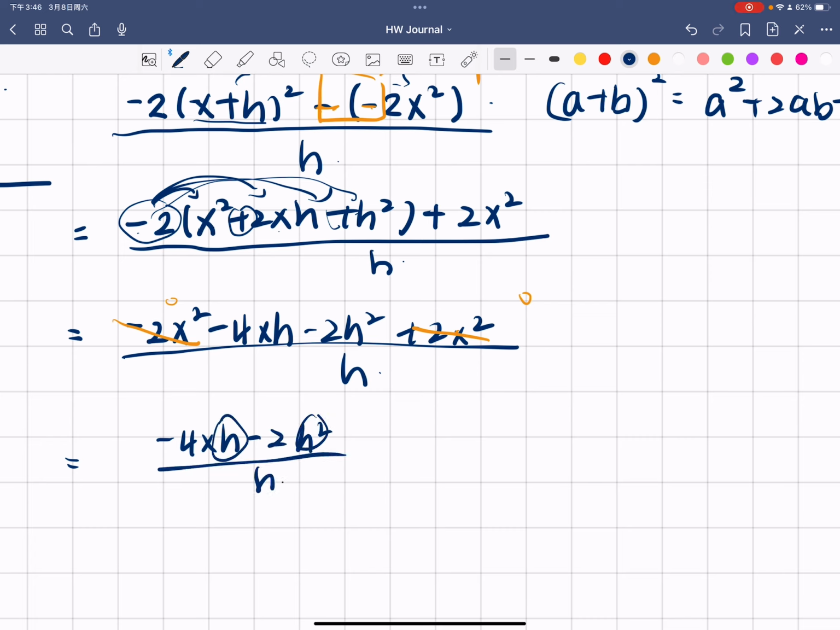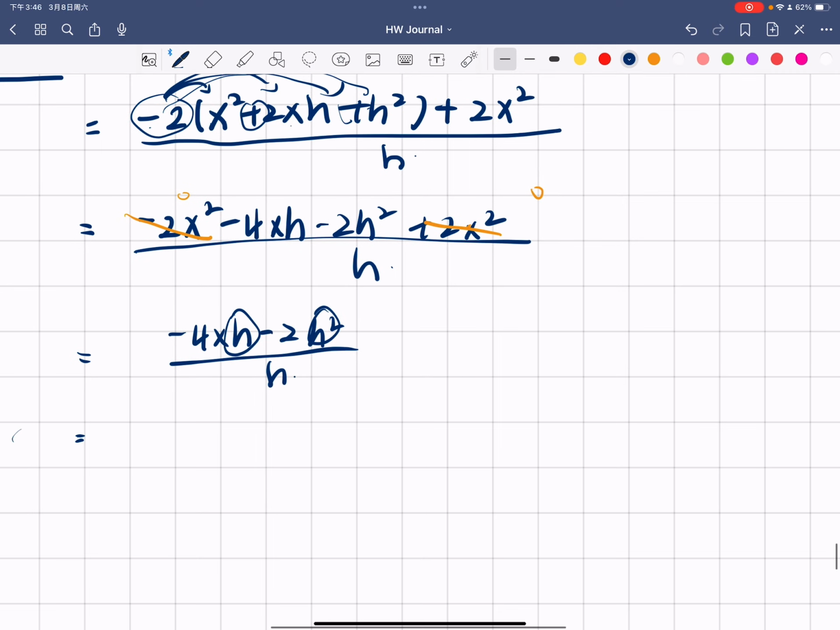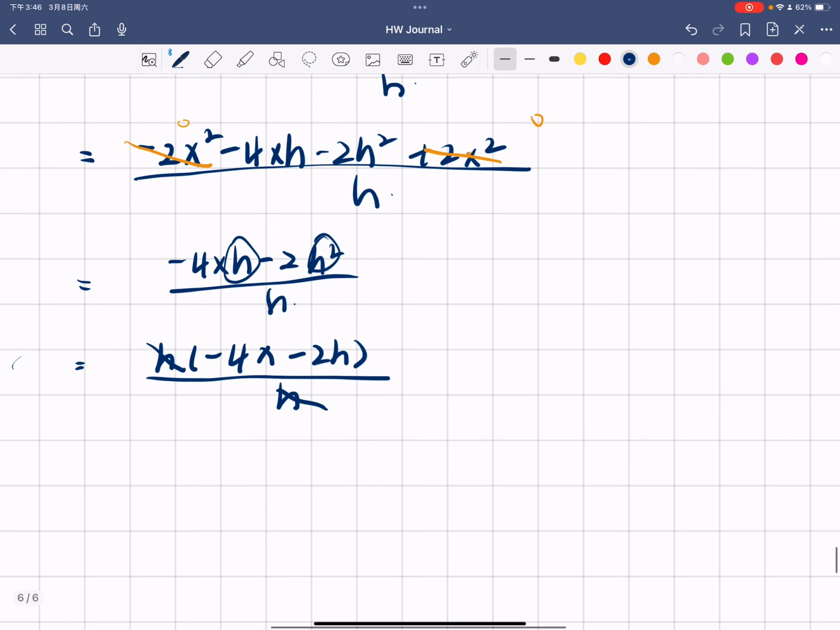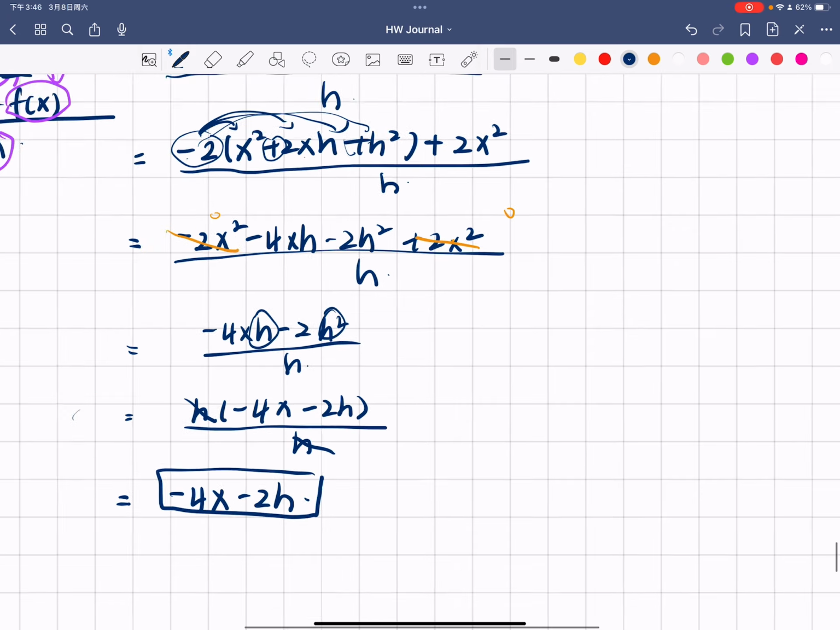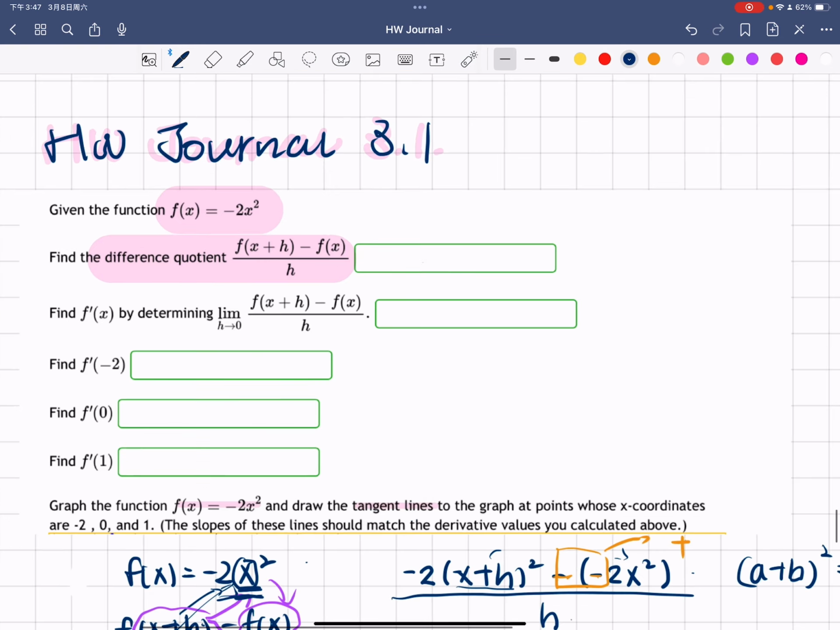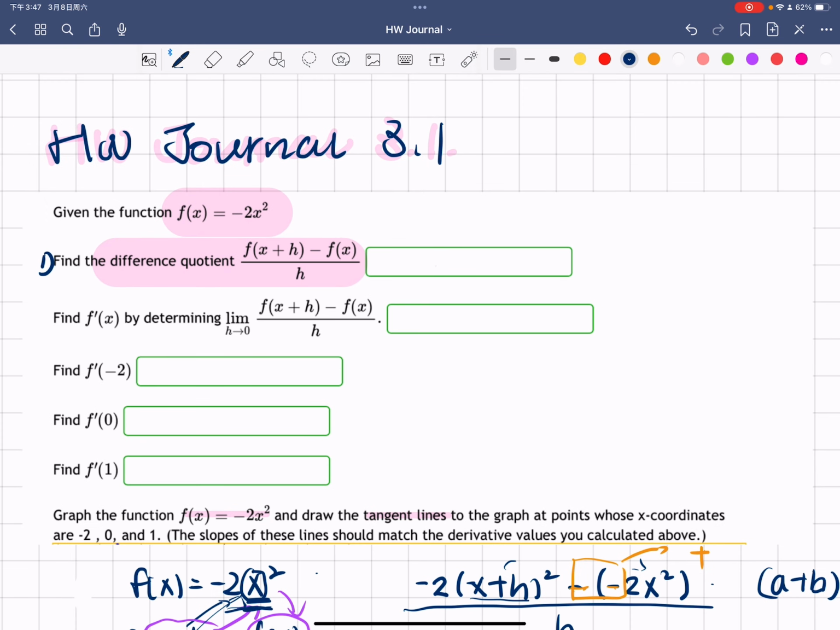Since both terms have h, we're going to be taking out h as a common factor. So it's going to be h times (negative 4x minus 2h) over h. And then we could factor out h from both the numerator and denominator. So finally, what we're left with is negative 4x minus 2h. Alright, this is the answer for our first part, which is negative 4x minus 2h.